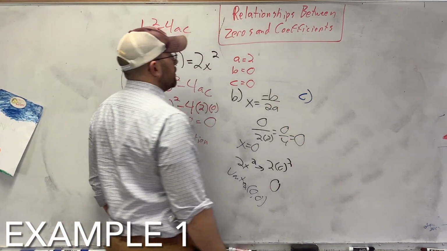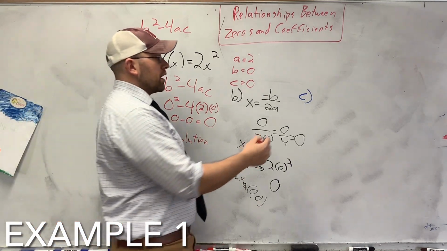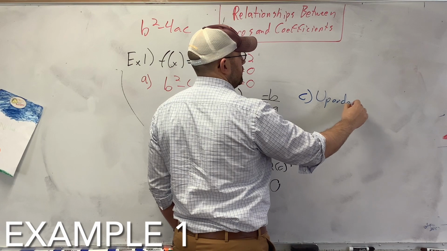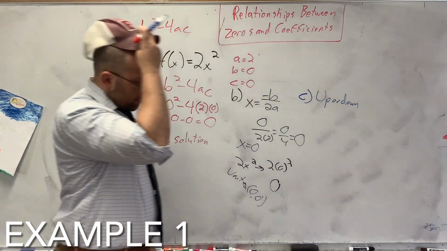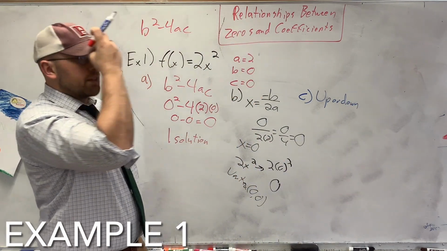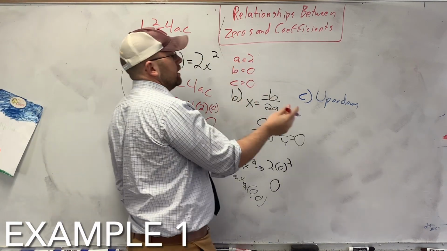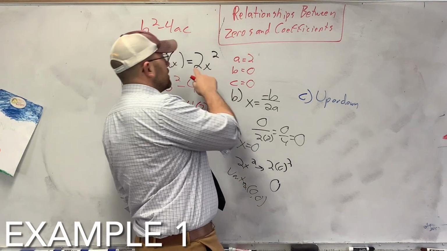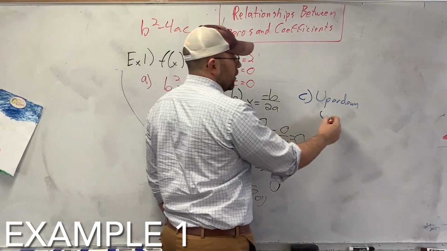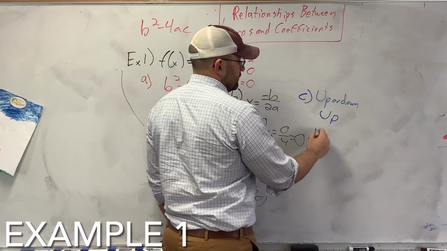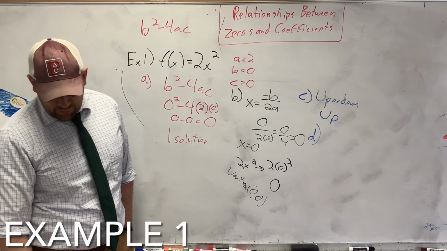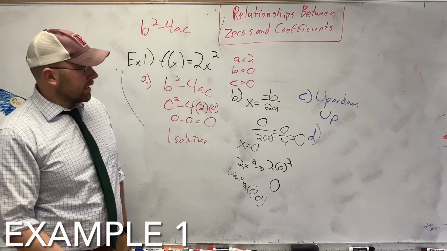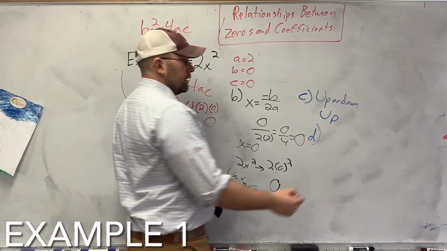Does it open up or down? To find out if it opens up or down, what you have to do is look at the leading coefficient. If the leading coefficient is positive, that means it's going to open up, smiley face up. So this leading coefficient is 2, so it's going to open up. All right, if it was negative, it'd be opening down. And the last thing is we're going to graph it.